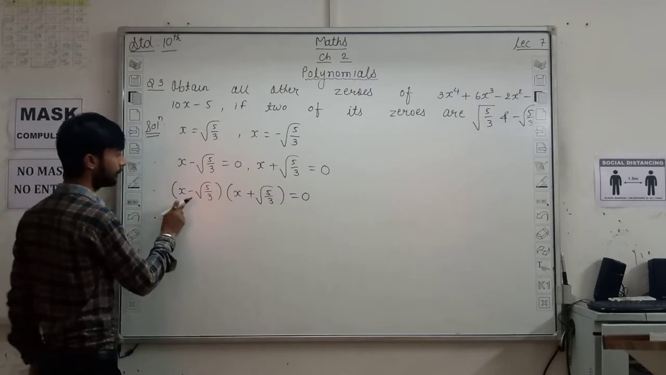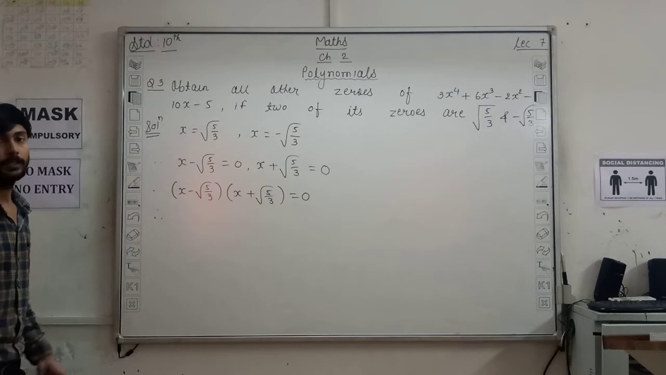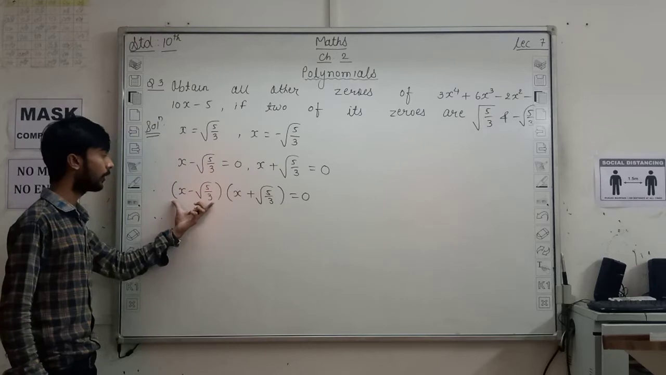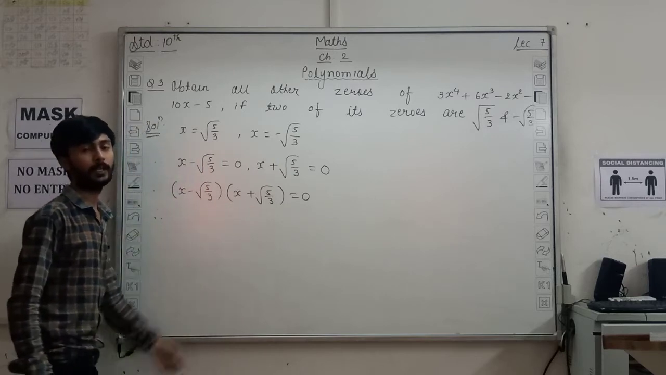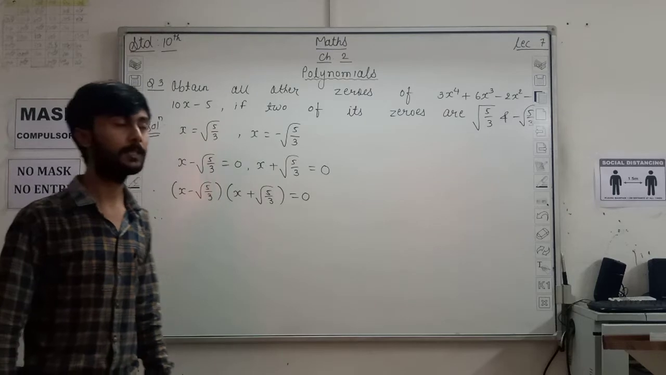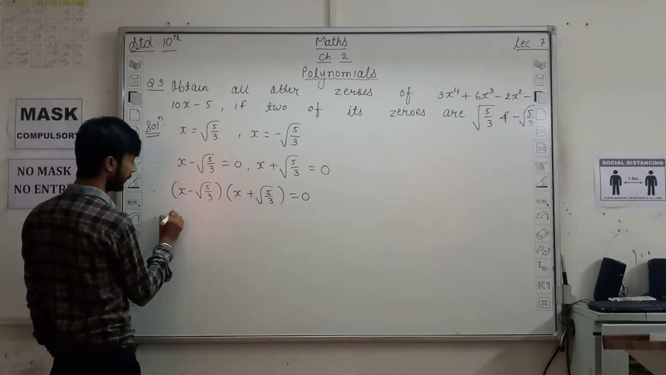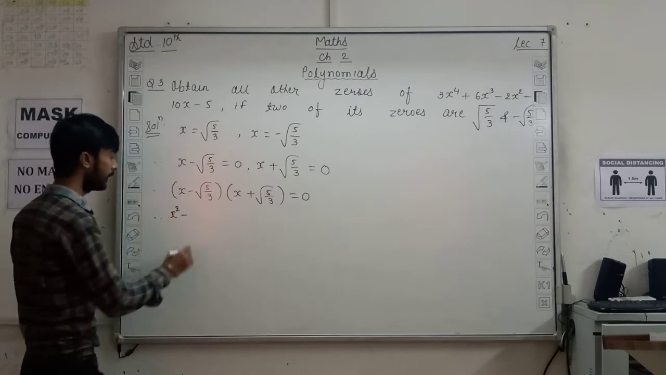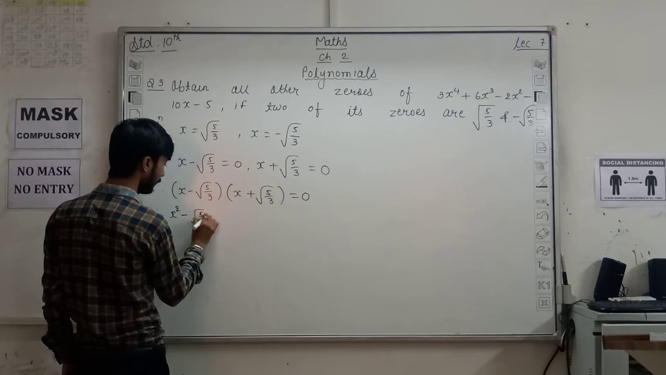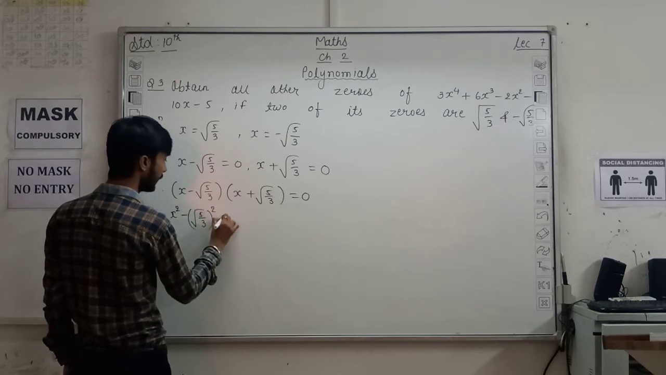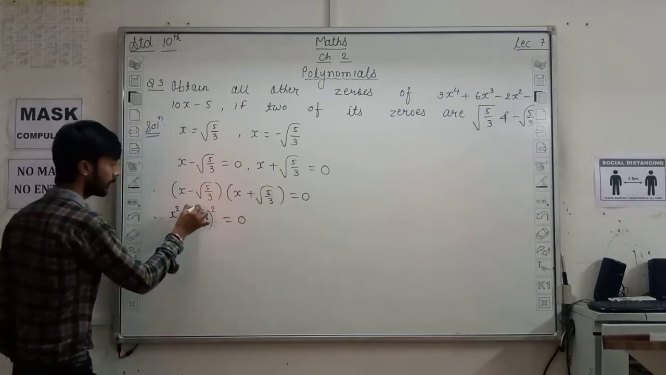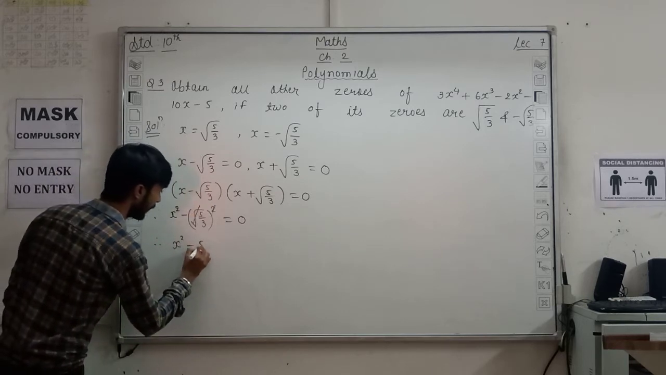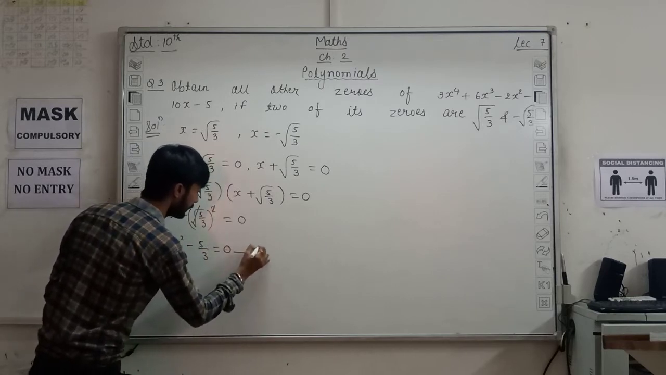So 2 brackets are same but signs are opposite. So we know that it is of the form a plus b, a minus b, so we have the identity a² minus b². So we can write x² minus b². What is b? b is square root of 5 by 3, squared, equals 0. Now square and square root cut. Therefore x² minus 5 by 3 equals 0. Give it number 1.